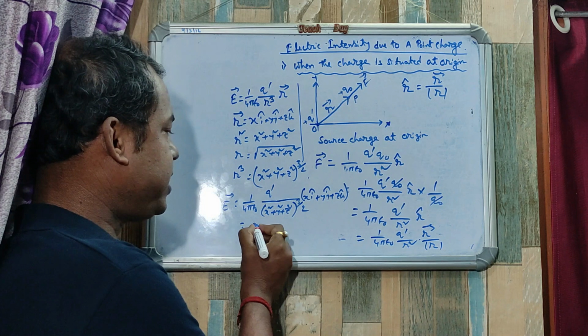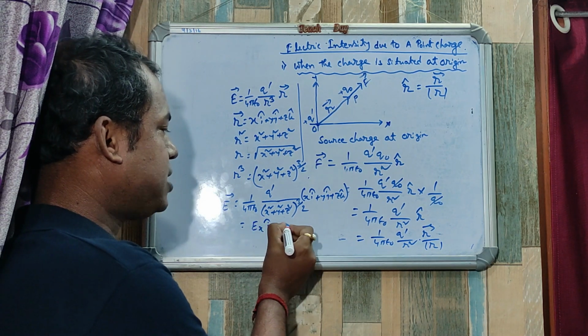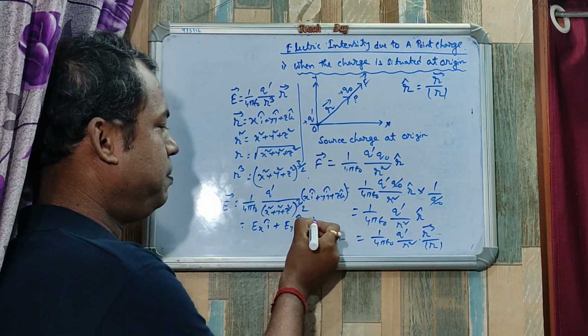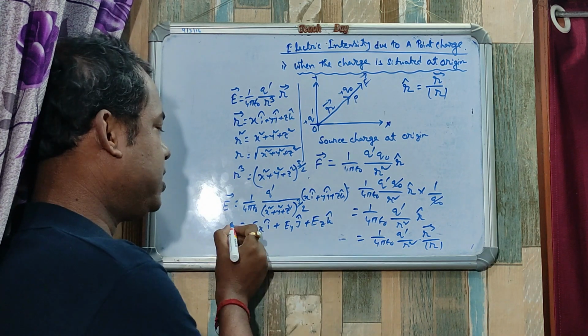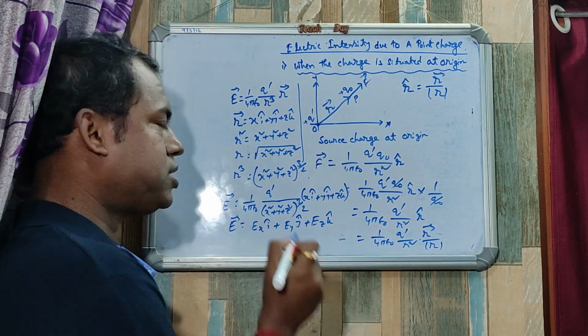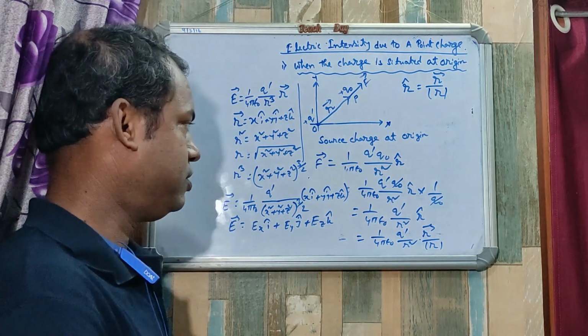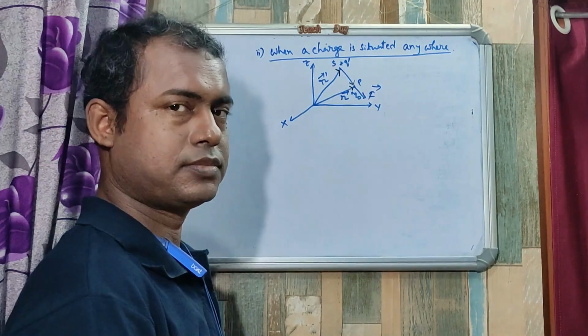So we write in this case that E equals Ex i cap plus Ey j cap plus Ez k cap. So Ex, Ey, Ez, what is this? These are the components of the electric intensity along the x, y, z directions. Okay, up to this clear? So we move to the next one.